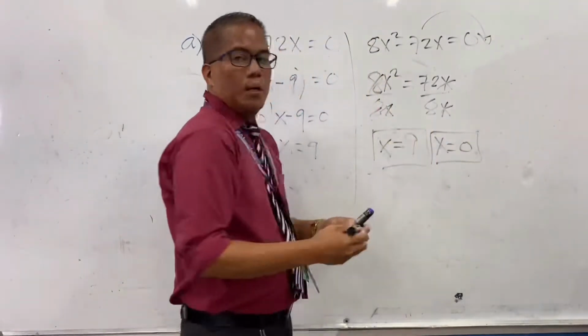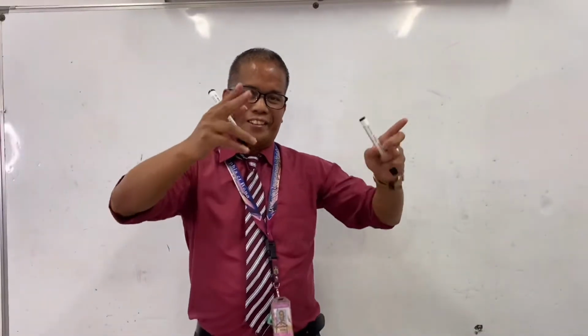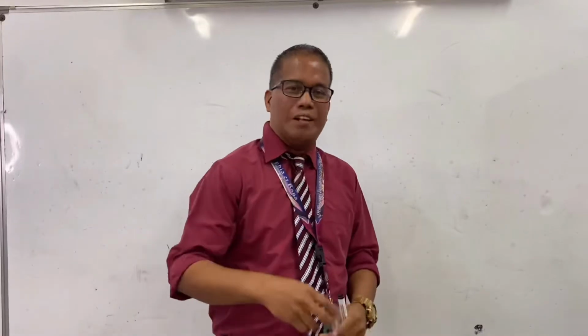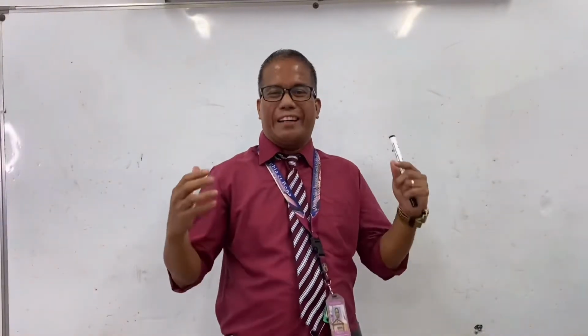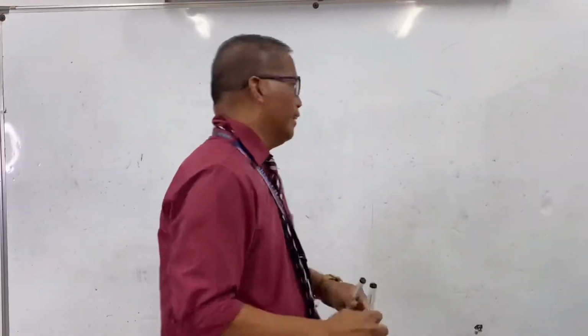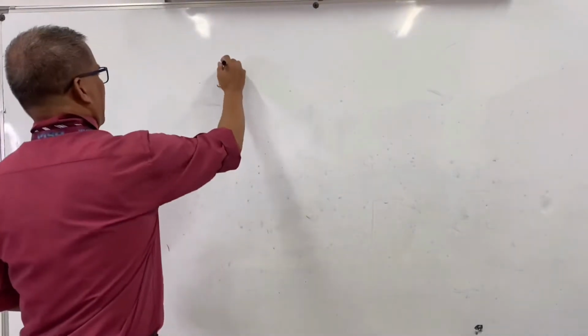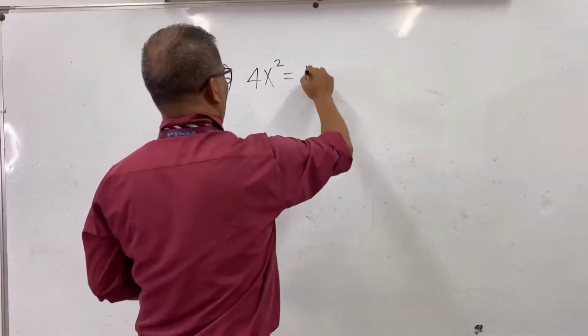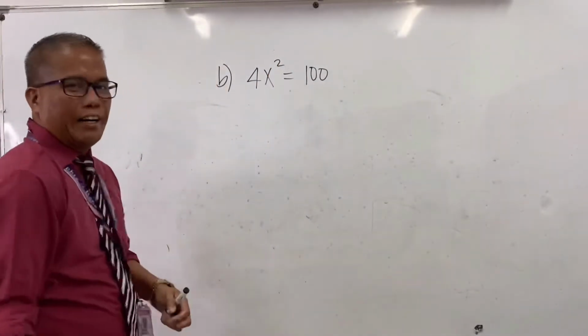So alright, let's proceed to the next question in grade 9. So it's still solving quadratic equations, but we are going to apply extracting square root or the square root principle. So let's have this second question. 4x squared equals 100. Alright.